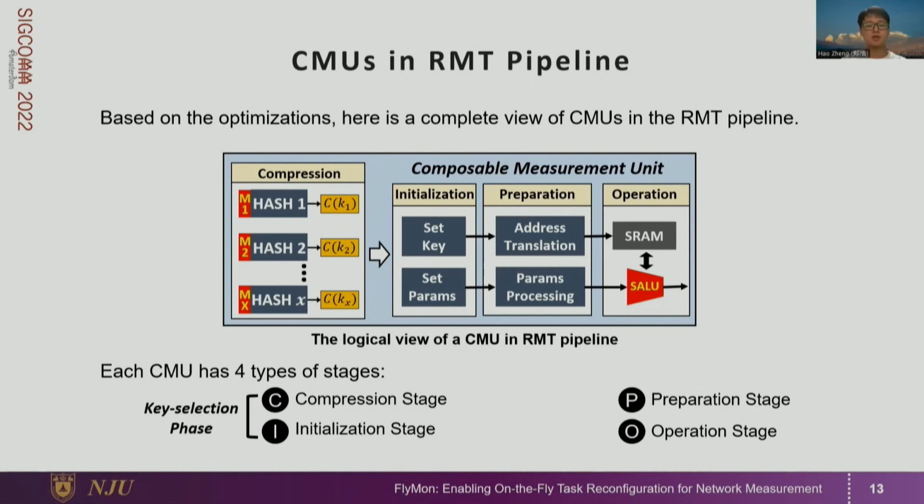Note that the compression stage and the initialization stage belong to the key selection phase. The preparation stage and the operation stage belong to the attribute operation phase. Yet, the address translation mechanism is implied in the preparation stage.